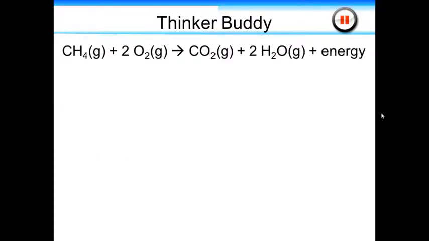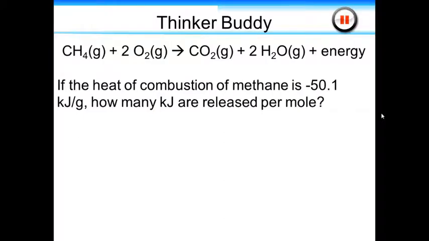Thinker buddy question. If the heat of combustion of methane is negative 50.1 kilojoules per gram, how many kilojoules are released per mole? Now think back to our chapter on converting between grams and moles to solve this problem, and use your unit analysis and write out your work as clearly as possible, and you'll have much better luck with this problem.